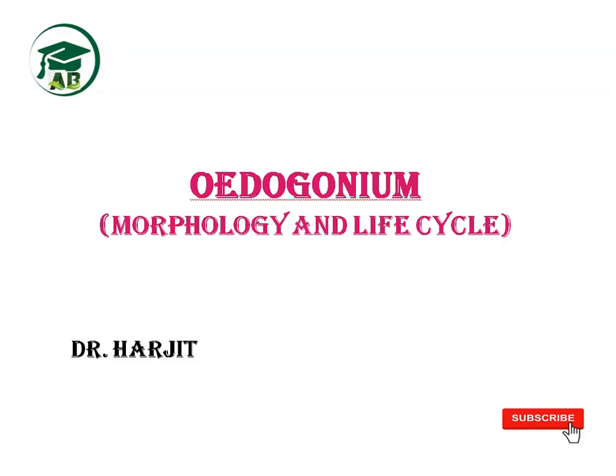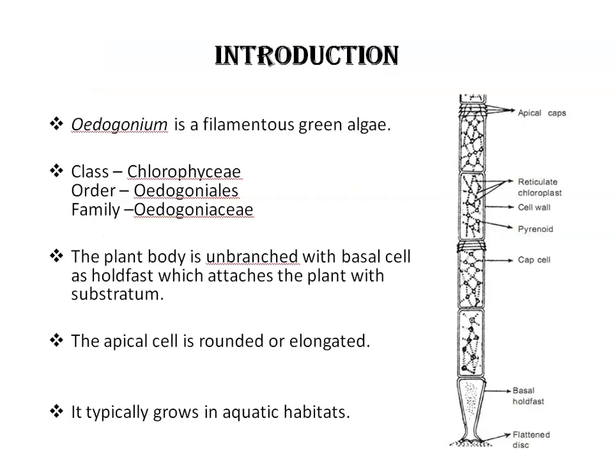Today's topic is Oedogonium, and in this class we'll be discussing the morphology and life cycle of Oedogonium. Oedogonium is a genus of filamentous green algae, belonging to class Chlorophyceae, order Oedogoniales, and family Oedogoniaceae. Oedogonium grows in freshwater, forming unbranched filaments.